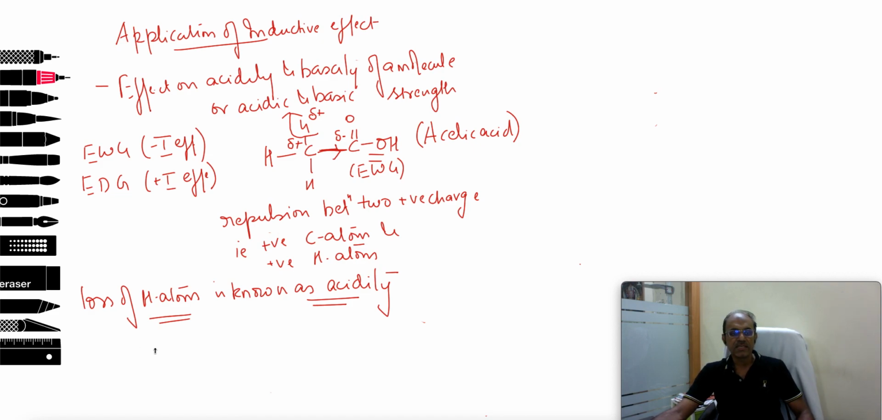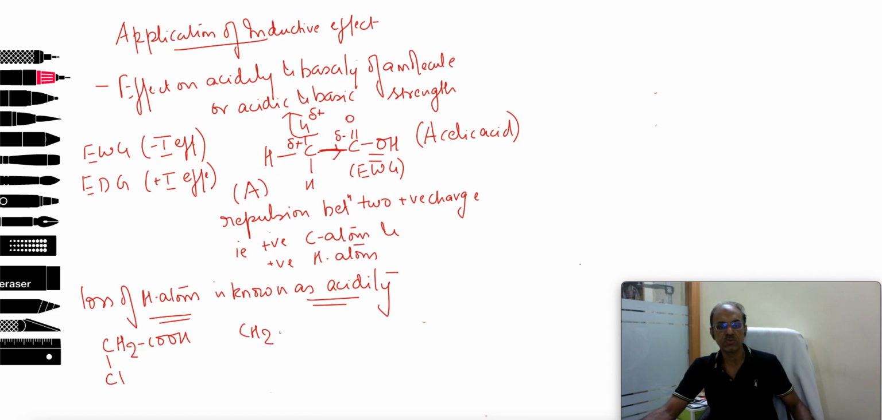Now similarly, even the presence of a secondary functional group in close proximity to the carboxylic acid also affects the acidic and basic nature. For example, suppose we take this as A. Now we will see the different ones: CH2ClCOOH, and CH2FCOOH, where the other group is fluorine. I will say this is B and this is C.